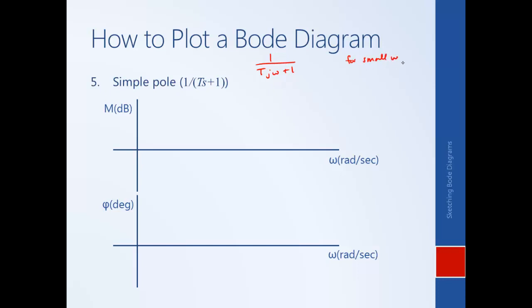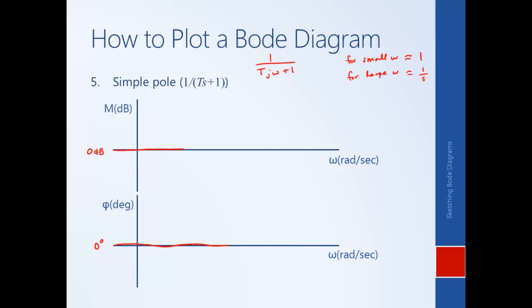So for small omega, our transfer function behaves basically like a 1. So again, our magnitude plot is flat at 0 dBs. Our phase is flat at 0 degrees. And then when omega is large, this term dominates the 1, and it looks sort of like 1 over j omega. This term is much larger than the 1, so the 1 is insignificant. So for large omega, we behave like a pure integrator almost.